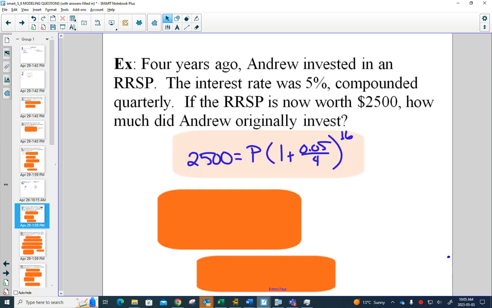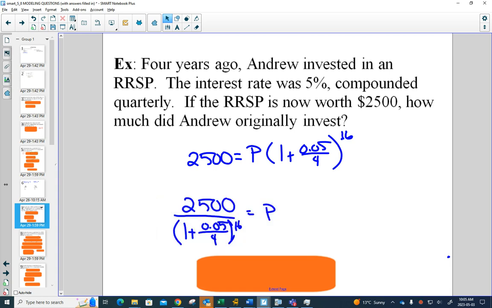And you can check, did you plug everything in the right spot? And now we're not solving for an exponent, so you wouldn't need logs at all. You just need to divide to get P by itself. And Andrew invested $2,049.37.